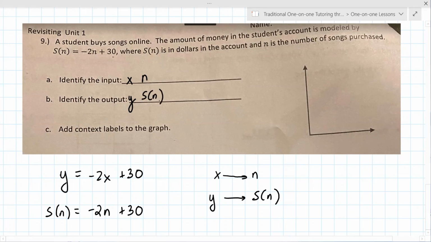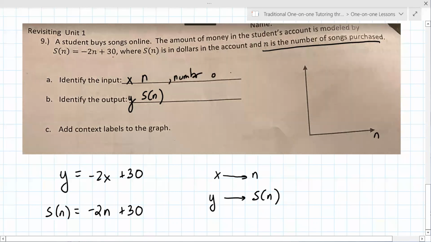Yeah. Okay, now, what does n stand for? And they always tell it to you in the problem. Number of songs purchased. Yeah, so we would label that here. Maybe write it. I don't really know what's supposed to go here. Number of songs purchased.